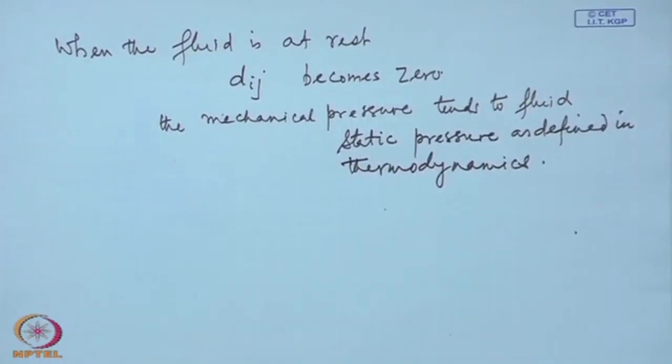We make the simplest assumption that this deviatoric stress depends on the velocity gradient linearly. Eventually, for most common fluids, this assumption is quite good enough. And those fluids which have this type of behavior, where the stress tensor, particularly the deviatoric stress tensor, varies linearly with velocity gradient, are called Newtonian fluids.